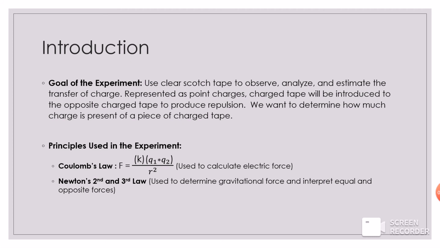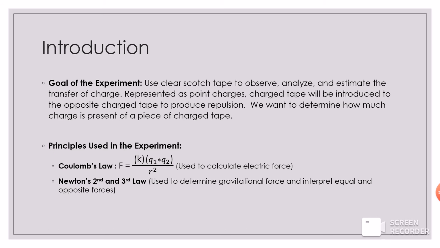So, introduction. The goal of this experiment is to use clear Scotch tape to observe, analyze, and estimate the transfer of charge. Now we're going to represent the charge of these pieces of Scotch tape as point charges. And the charged tape will be introduced to the opposite piece of charged tape to produce repulsion. Now the goal is to determine how much charge is present on a piece of charged tape.